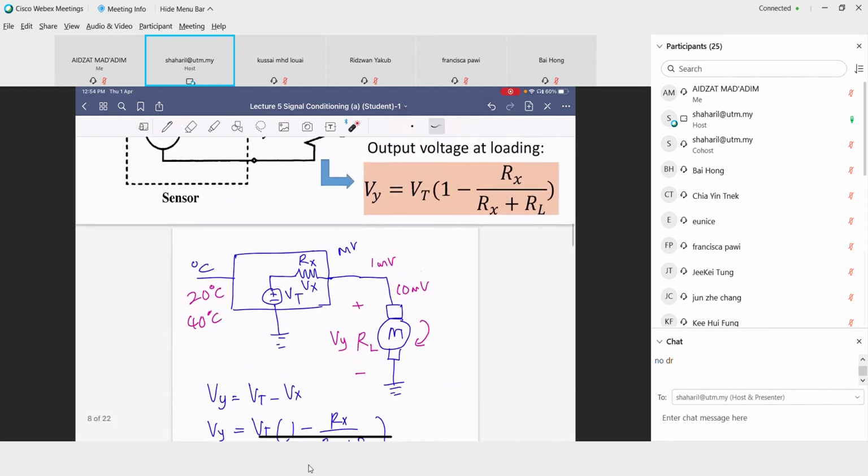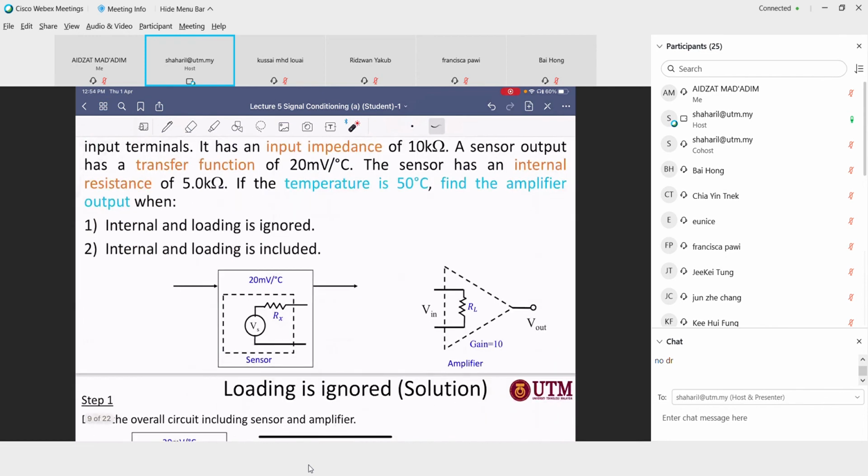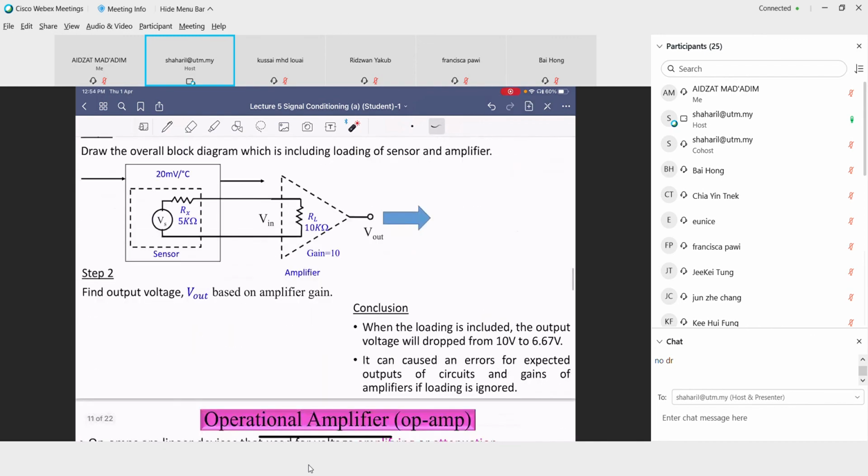Alright, the concept of loading, that means this is the loading. This is the concept. So when you have something, for example the multimeter, you measure a transducer, the multimeter will have the loading. Or maybe if you want your transducer to turn on the motor and so on, this one will be the loading. So this is the last example.